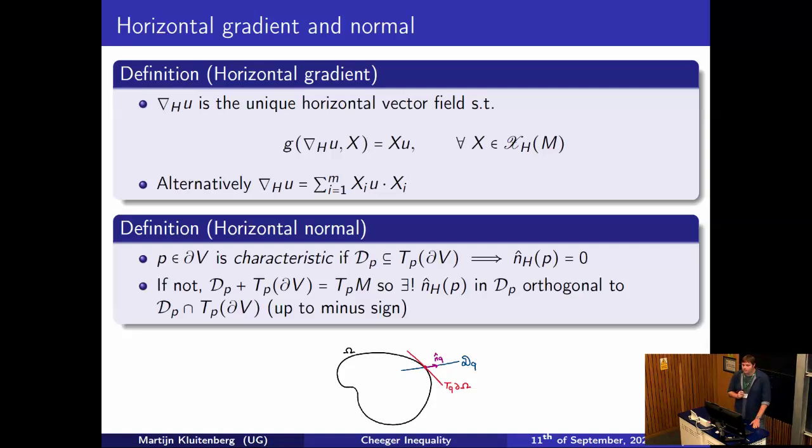So you know that you will be able to find some vector in the distribution that's orthogonal to this subspace, and we just pick one plus some orientation. So it's up to minus signs. This is uniquely defined. Okay, so that defines all the ingredients in that formula for the heat flow that I showed you on the previous slide.